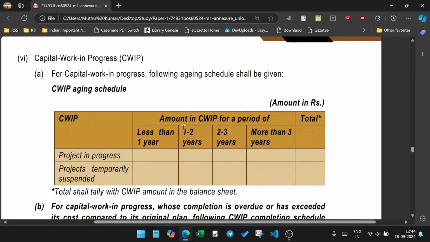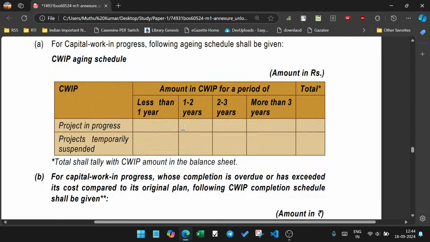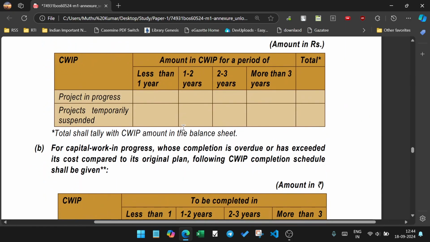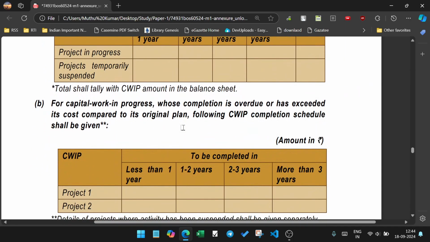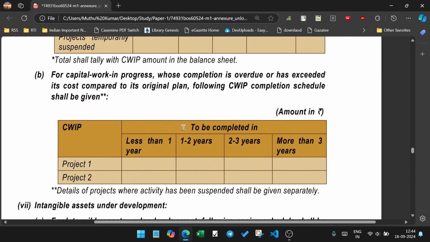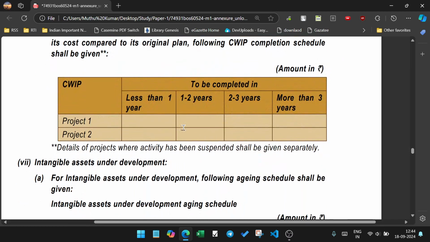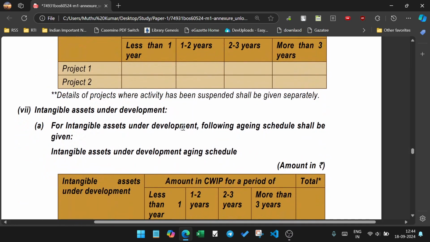Capital work in progress. For capital work in progress, the following ageing schedule is to be given: projects in progress, less than 1 year, 1 to 2 years, 2 to 3 years, more than 3 years, and projects temporarily suspended. For capital work in progress whose completion is overdue or has exceeded its cost compared to its original plan, the following completion schedule shall be given: to be completed in less than 1 year, 1 to 2 years, 2 to 3 years, more than 3 years. Project one, project two. The projects whose activity has been suspended shall be given separately.